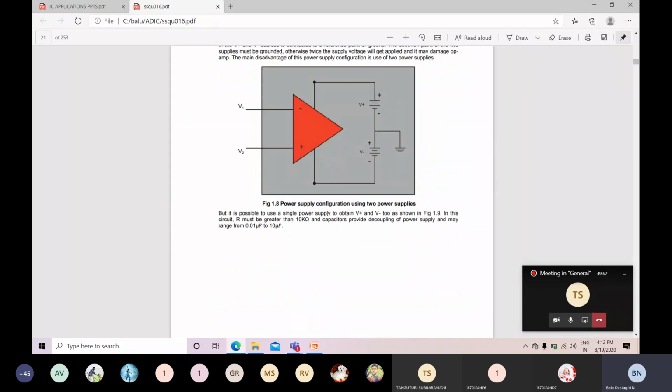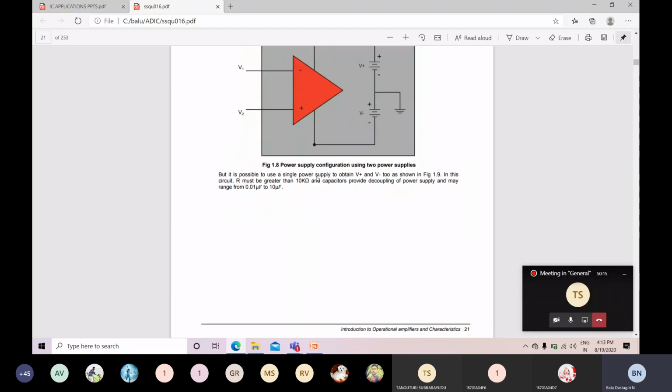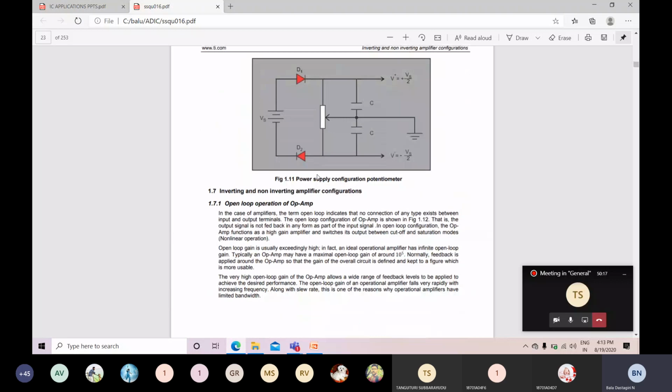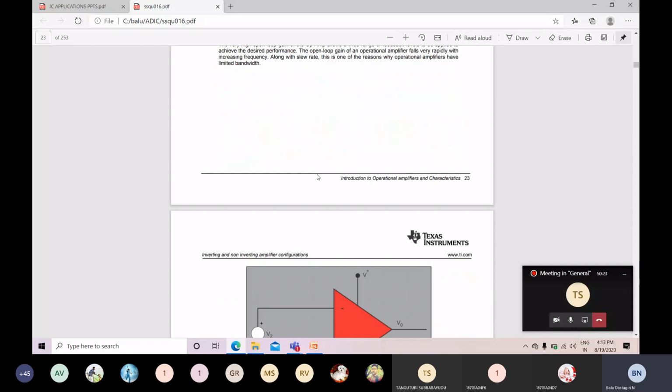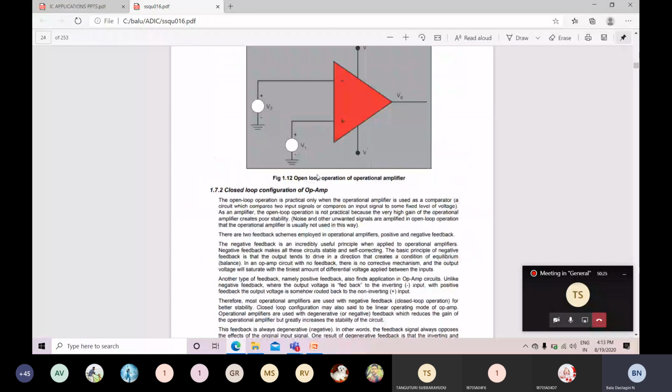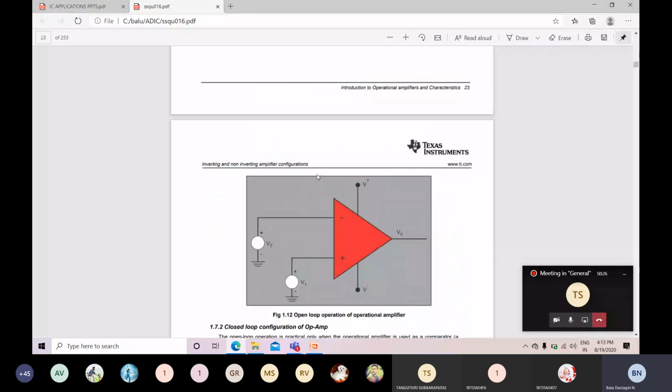Why? Because it is very easy, though it has the disadvantage of using two power supplies. It is the easy method: directly you can give the positive supply here and the negative supply here, and the common point is grounded. This is the method we will be using in our laboratory. After this, there are different configurations of inverting and non-inverting amplifiers, which we can see in the next class.